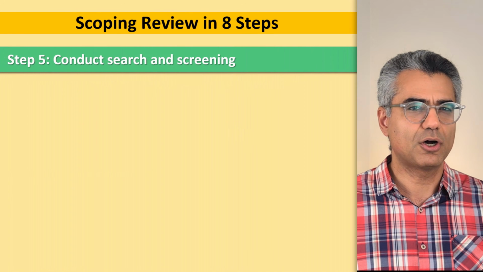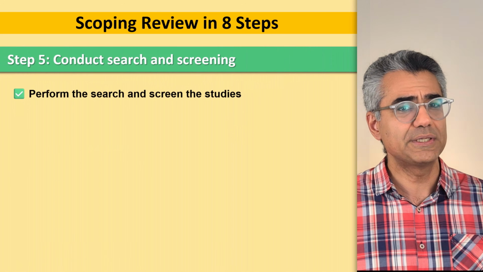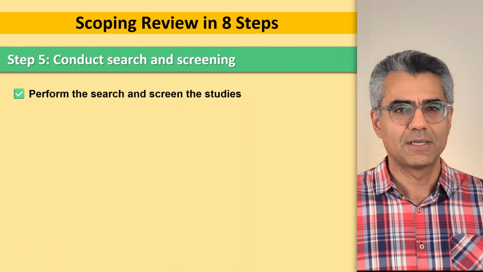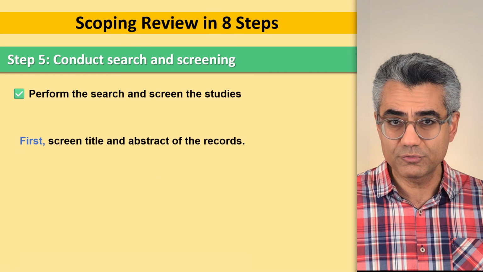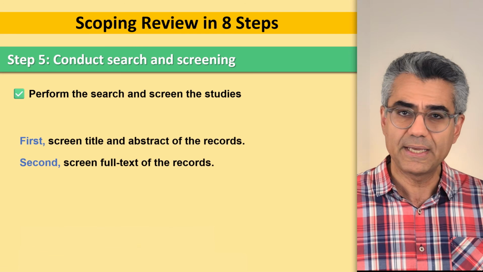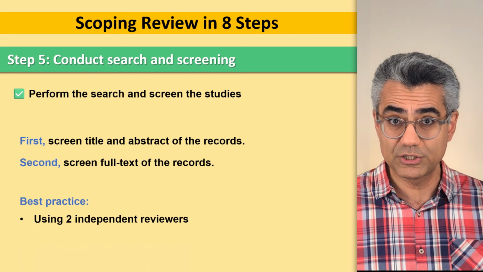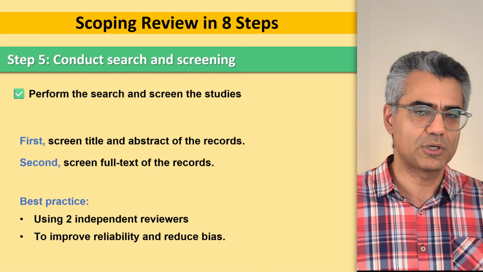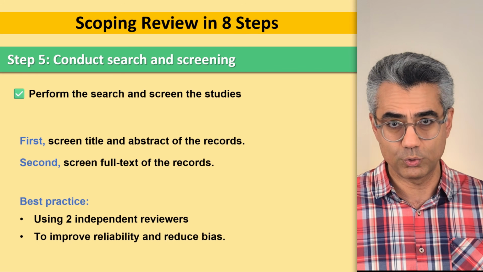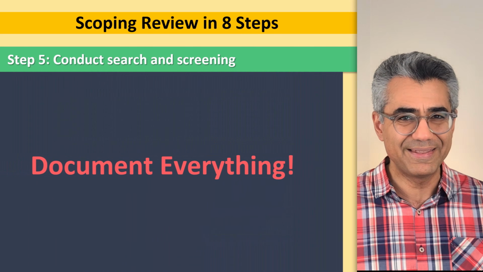Step 5. Conduct search and screening. Now you perform the search and screen the studies in 2 stages. First, screen the titles and abstracts of the records, then screen their full text to ensure they meet your inclusion and exclusion criteria. The best practice is using 2 independent reviewers for this step. This improves reliability and reduces the bias of your review. But here is something very important. You must document everything.